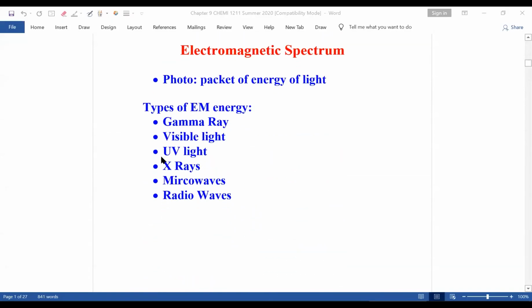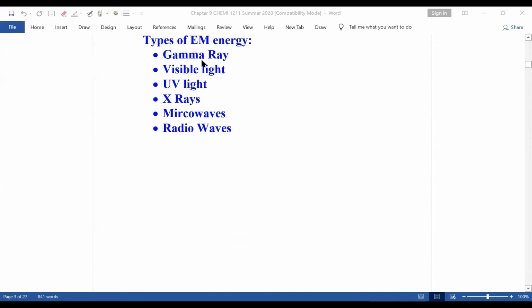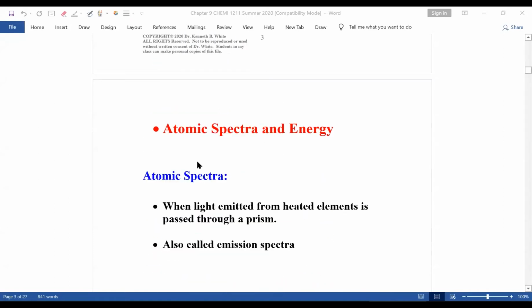And there are different packets of energy of light or other energy. And I showed you that, different ones. And visible light and UV light are all electromagnetic. So are radio waves, microwaves that cook your food, and X-rays the doctor uses.